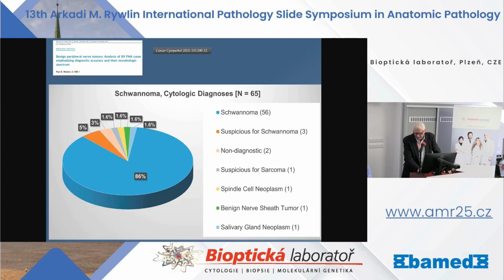So we looked at our material right in here. As you can see, on benign peripheral nerve sheath tumors, we had 89 cases, but of those 89, 65 cases were examples of schwannoma.